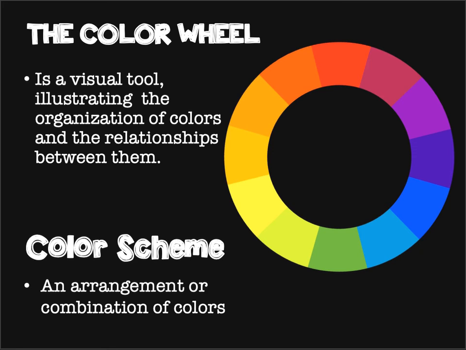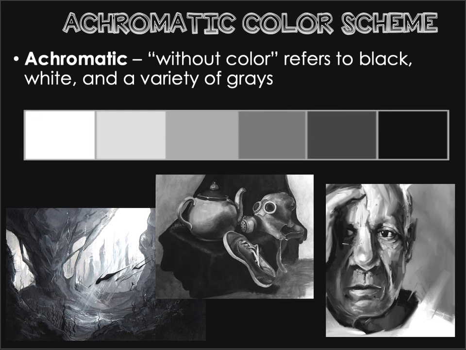Our first one, we've kind of worked with this already. This is an achromatic color scheme. When you have the word a in front of a word, it changes that word to saying without or no. So when we have achromatic, chromatic meaning color, this means without color. And it's just referring to black, white, and varieties of gray. So if you're working with an achromatic color scheme like these pictures below, these are all achromatic paintings. They've only worked with these different values. They worked with black, white, and then those values in between.